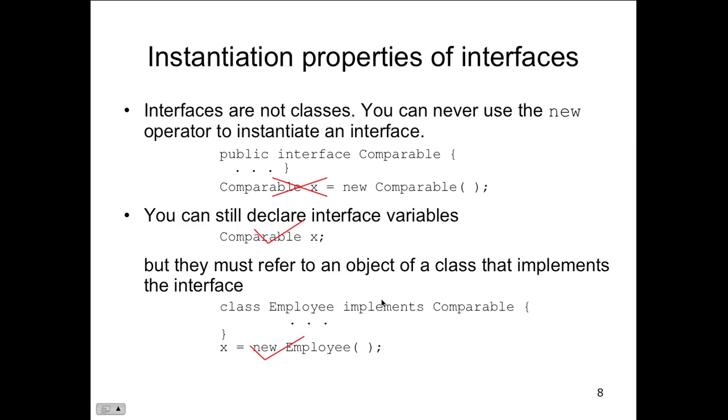And now the tongue twister continues. So if I said Comparable x, I can't say new interface because that's an interface. There's no functionality in it. But it can refer to an object of the class that implements the interface. If Employee implements Comparable, I can go x is equal to new Employee. That actually works. And x is of type Comparable, which is the interface type, which means we've got a reference to an object of an interface that is equal to an instance of an object that implements the interface.